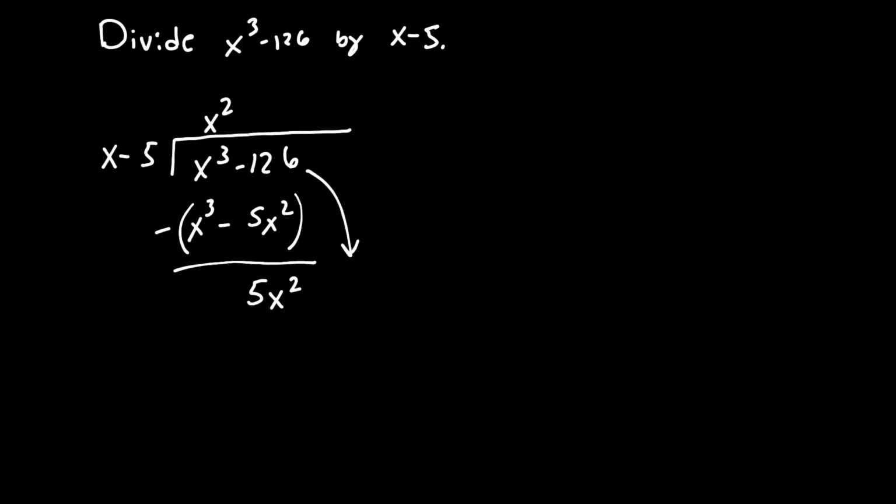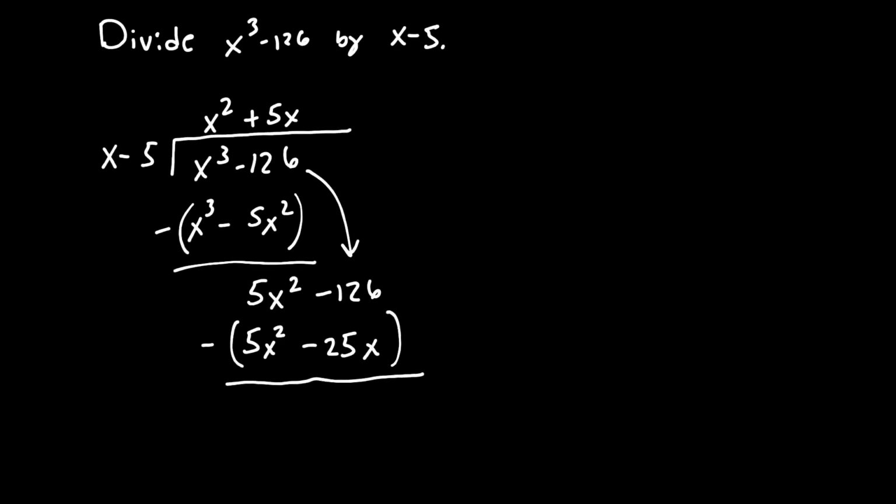Now go ahead and pull down the negative 126, and we're going to repeat this process. We need to multiply our x minus 5 by a 5x, and this is going to become a 5x squared minus 25x. Again, multiply this by negative 1 and add it to the top term. Our 5x squared is canceled out, and we're left with a 25x minus 126.